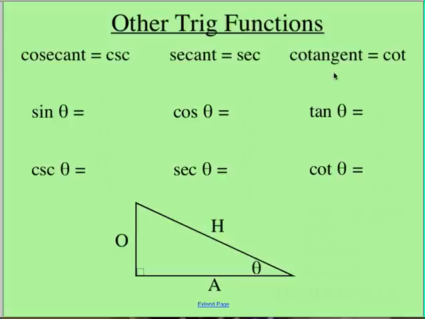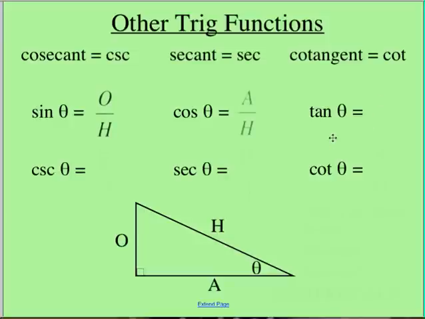then cotangent is COT. And so you guys know, in terms of a right triangle and opposite, hypotenuse, and adjacent, sine is the opposite over hypotenuse, cosine is adjacent over hypotenuse, and tangent is opposite over adjacent.